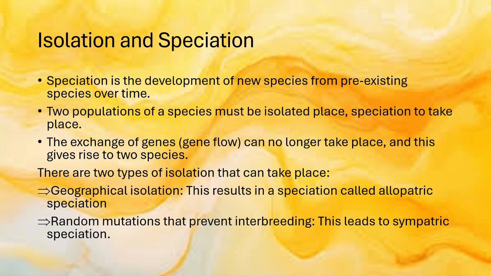There are two types of isolation that can lead to two different types of speciation. One is geographical isolation, which results in a speciation type called allopatric speciation, and random mutations that prevent interbreeding, which leads to sympatric speciation.